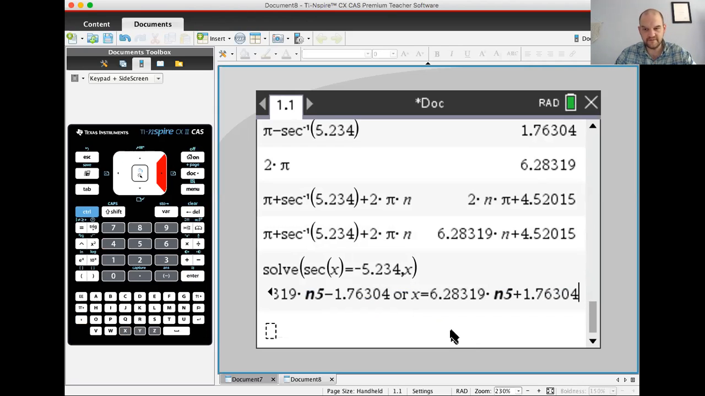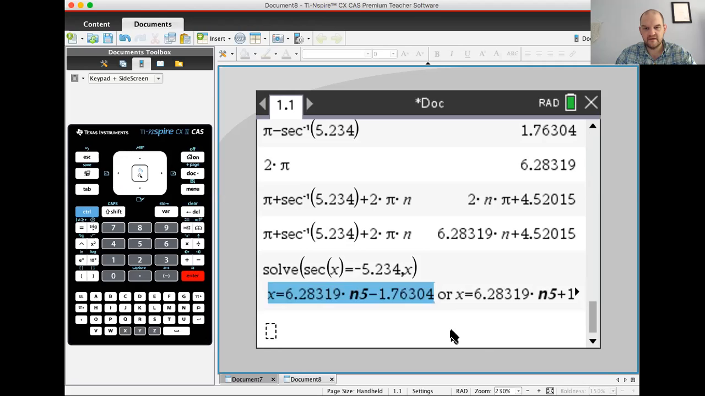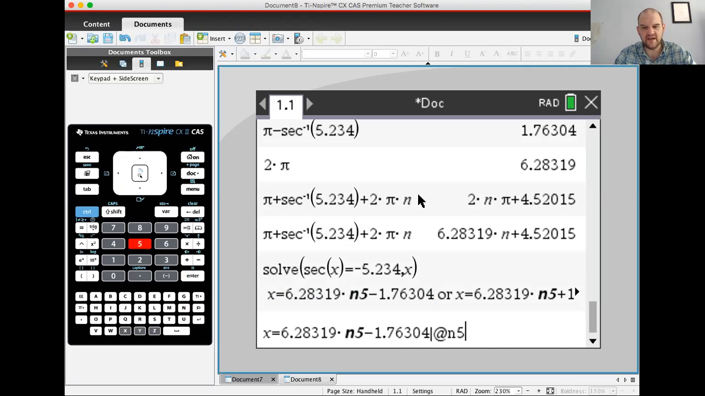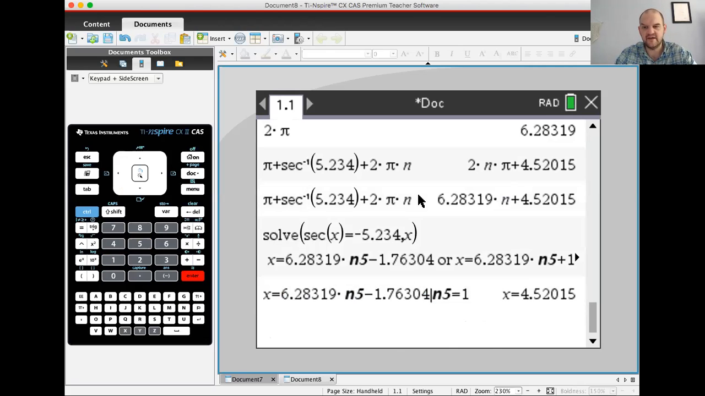The other one, again, giving us the negative, right? So I'm going to take this, and then what can I do? I'm going to do such that. So a weird way to get that bold n5 is to do n5 equals 1. So it's just going to substitute 1 for that bold n5, and it gives me 4.520, which is what we got.